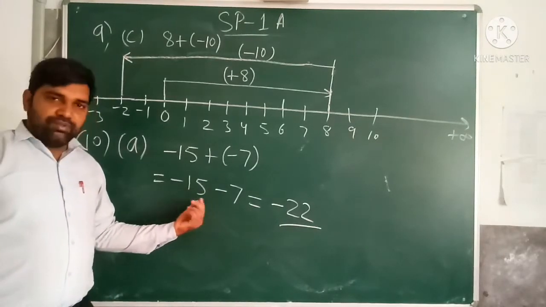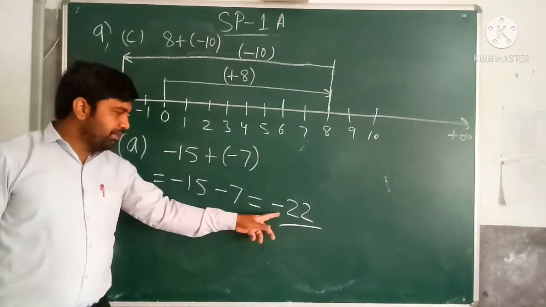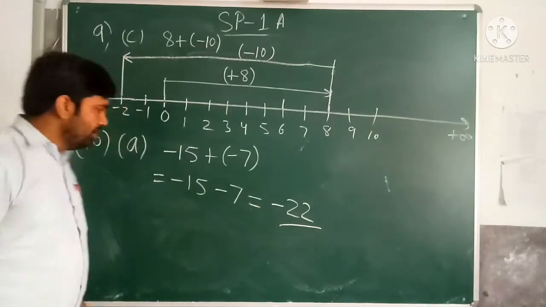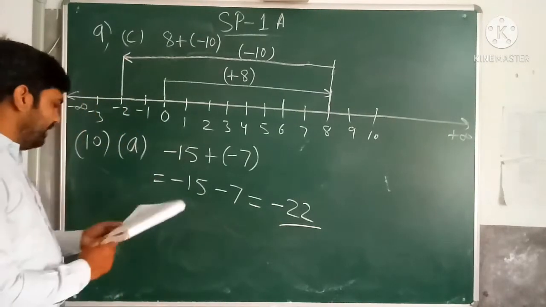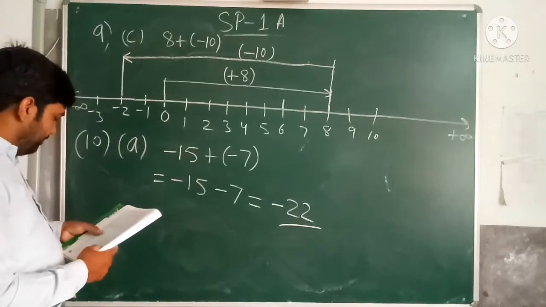Both the signs are same, so we have to add, and the same sign, minus, is put before. Add 15 plus 7, 22. So minus 15 minus 7 gives you minus 22. Next question.